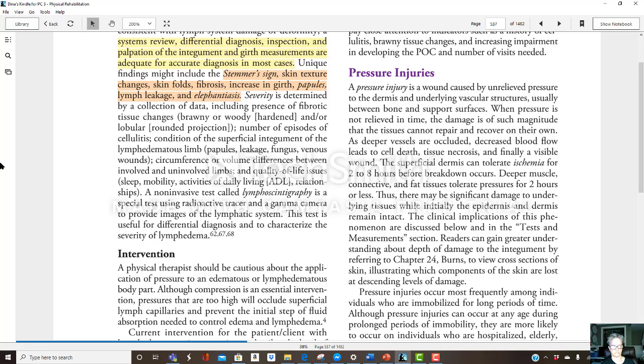A non-invasive test called lymphoscintigraphy is a special test using radioactive tracer and a gamma camera to provide images of the lymphatic system. This test is useful for differential diagnosis and to characterize the severity of lymphedema.